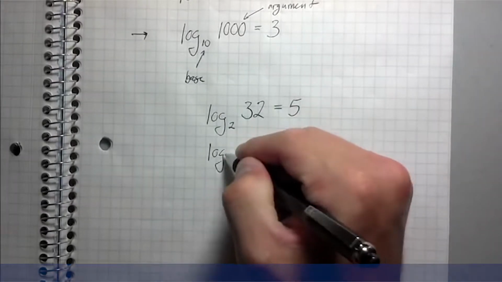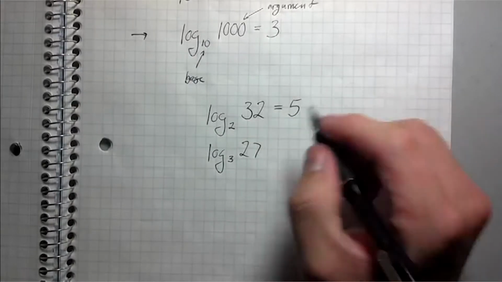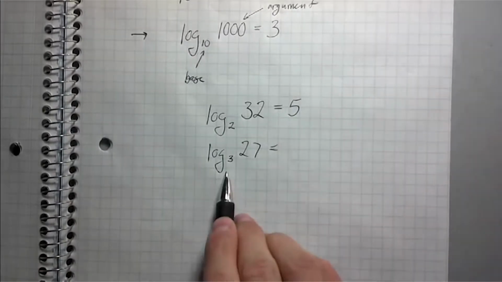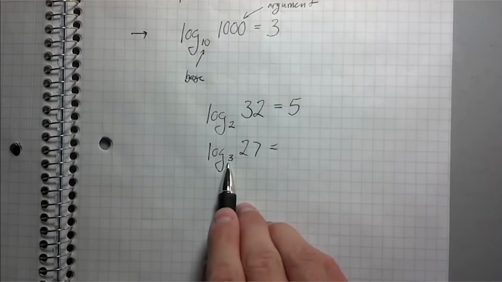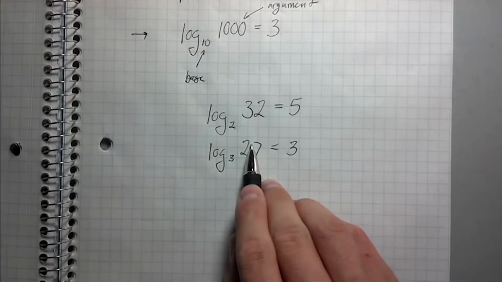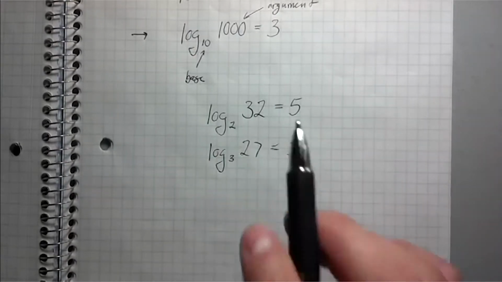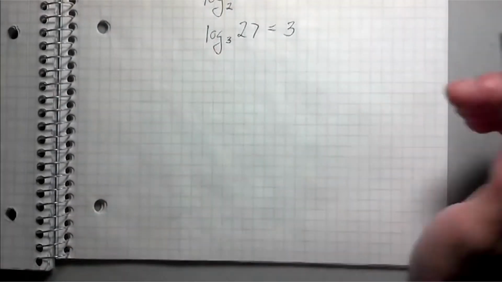I'll give another example. How about this? If I have log base 3 of 27, what does this equal? 3 to what power is 27? 3, right? Because 3 cubed is 27. So, I'm going to generalize. These are a bunch of examples, but I want to generalize this rule by writing down a little pattern.